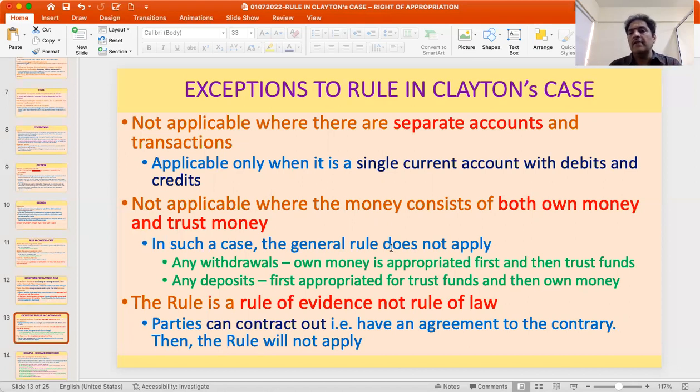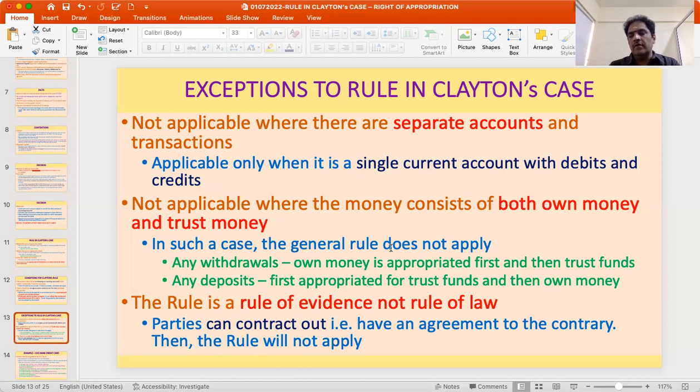In that case, the general rule of Clayton's case will not apply. If any withdrawal is there, then the own money is appropriated first and then the trust funds are touched for withdrawals. Similarly, where there are any deposits, the deposits are first appropriated to the trust funds and then they are applied for the own money. Then another important exception is that it is not a rule of law.